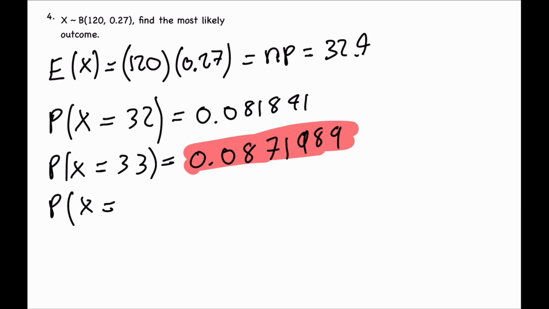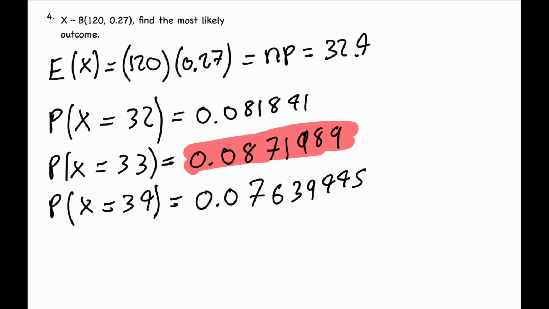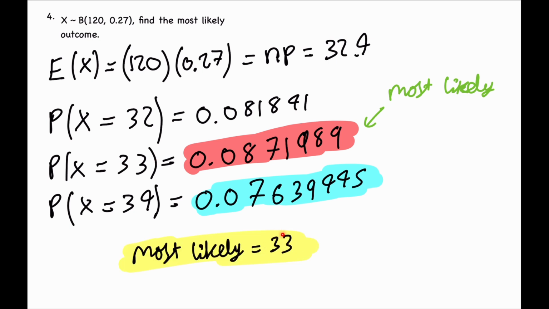And because this is the larger value, now we're going to test one more time, one a bit larger, so 34, and see what we get. P of x equals 34, and we get 0.0763945. And this one is smaller, so because this is the most probable outcome, our expectation, so our most likely outcome, is equal to 33 because we substituted 33 as x. And this is the answer to the most likely outcome of this distribution.